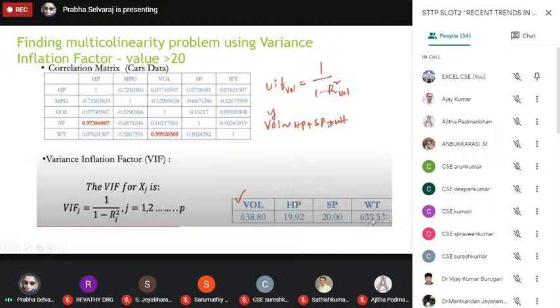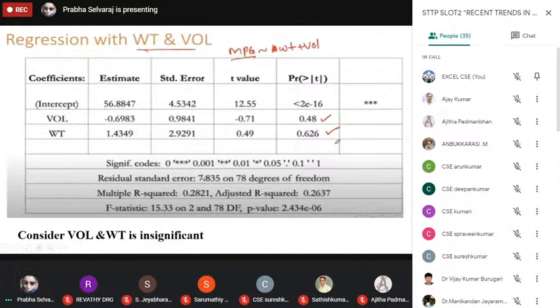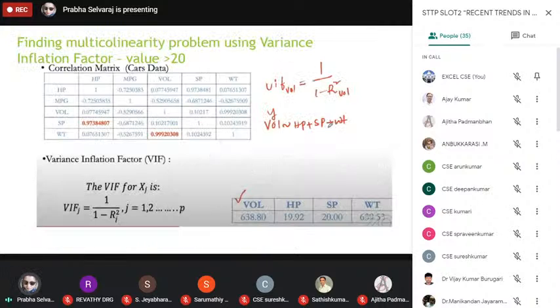So among these, if the value is greater than 20, only volume and WT have a greater value. From this, we can conclude that these two variables are highly correlated. Because of these two variables, we are getting the multicollinearity problem. So what we need to do? We have to find out the variance inflation factor, considering all the independent variables.